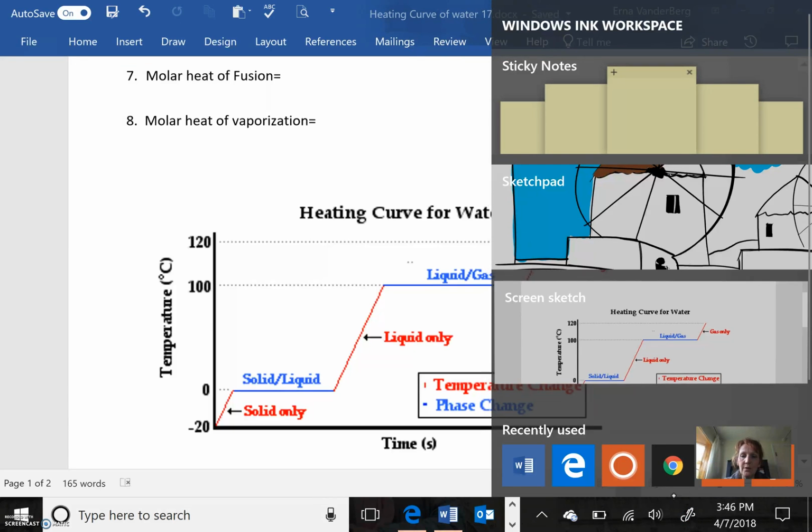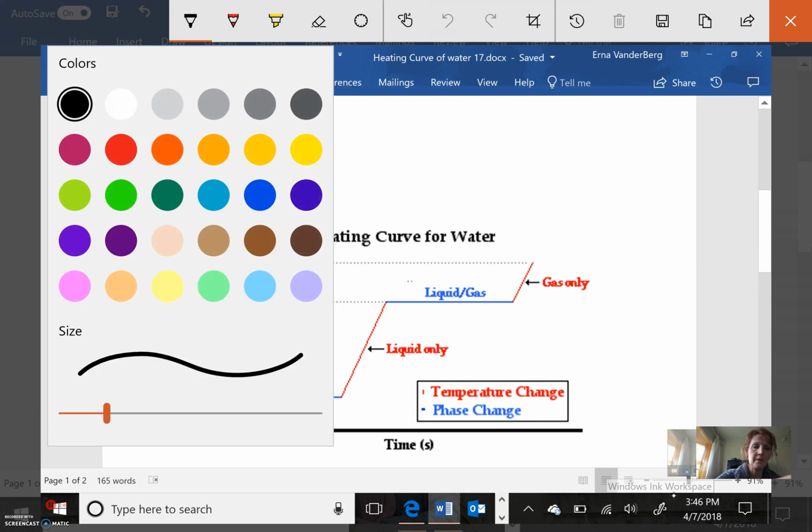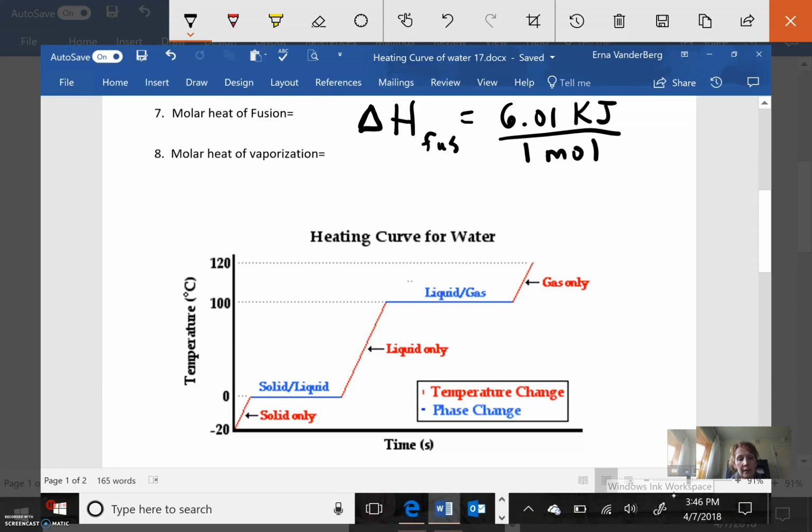Okay, so I'm going to sketch on this screen. And here we go. The molar heat of fusion is written like this, symbolically. It's a heat, and sometimes this little FUS abbreviation is put there. And it is equal to 6,000 joules, or 6.1 kilojoules, per every mole that you want to change from solid to liquid. Okay, notice this is happening at 0 degrees Celsius.